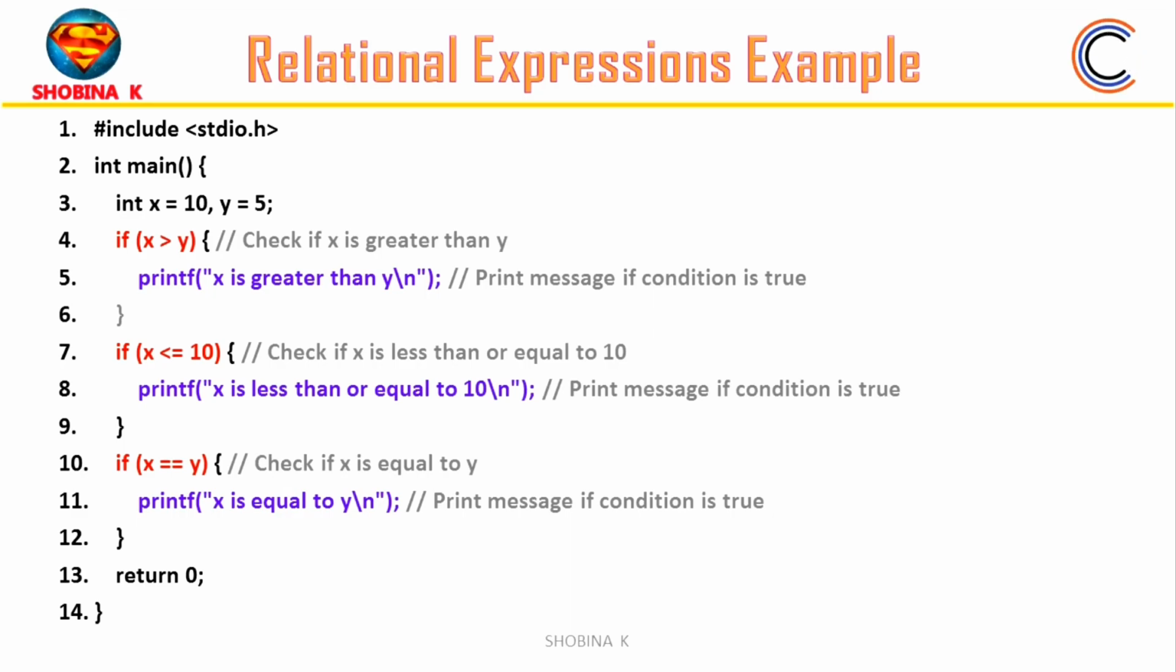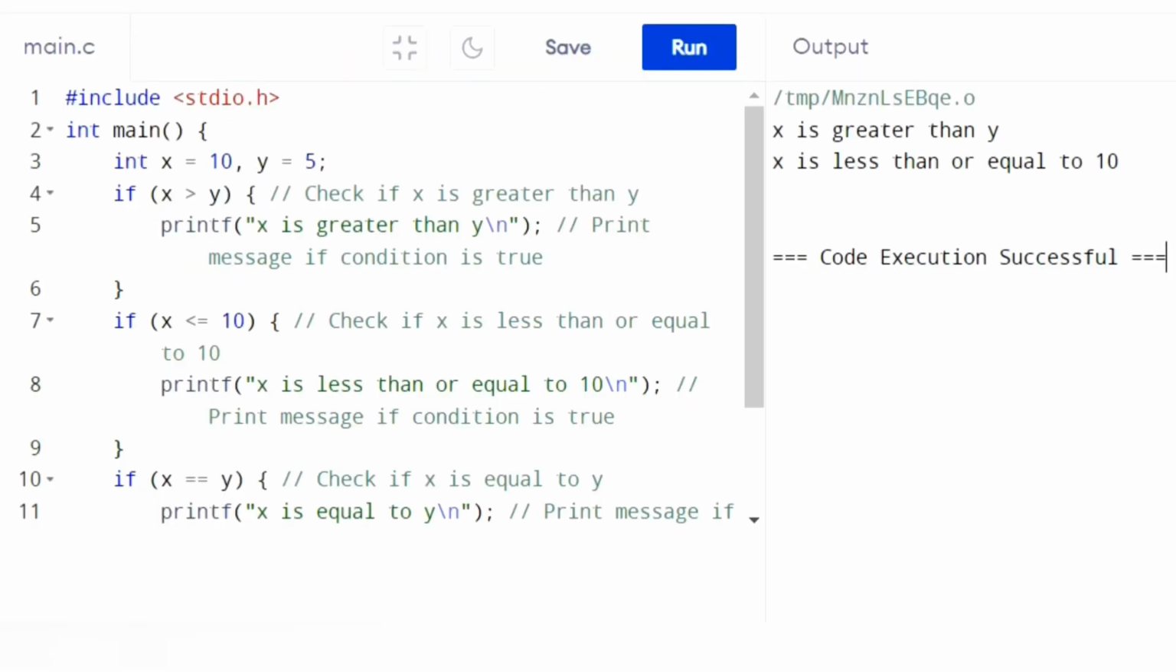The third if statement checks if x is equal to y. Since 10 is not equal to 5, the condition is false and the message "x is equal to y" is not printed. Overall, this program compares the values and makes decisions based on those comparisons. Let's run this code. And you can see the output includes only the messages corresponding to the true conditions.